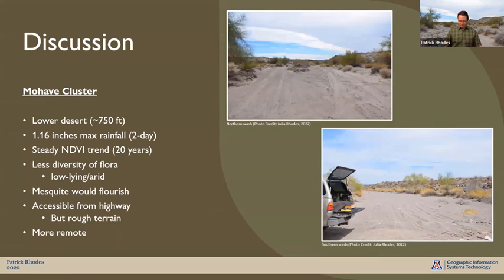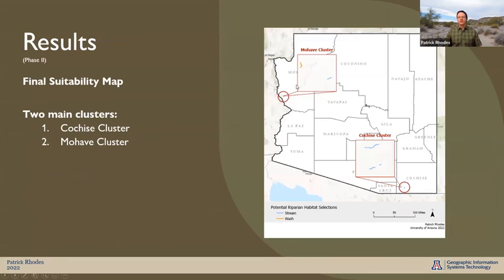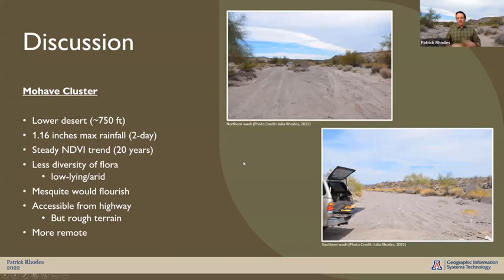In the other cluster, the Mojave cluster, as a reminder, it's this cluster up here near the California border. You can see that this is vastly different. This is what we think of when we think of desert. And this is only about 750 feet in elevation, only gets about 1 inch in a 2-day maximum rainfall event. But interestingly, it will flood because it's desert. You can see that it floods. That's what all this silt and sand is a result of.